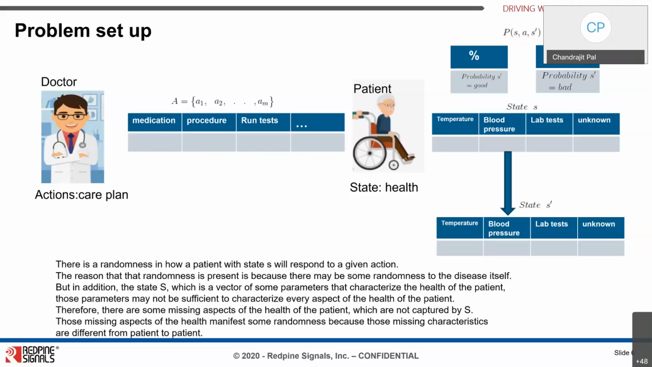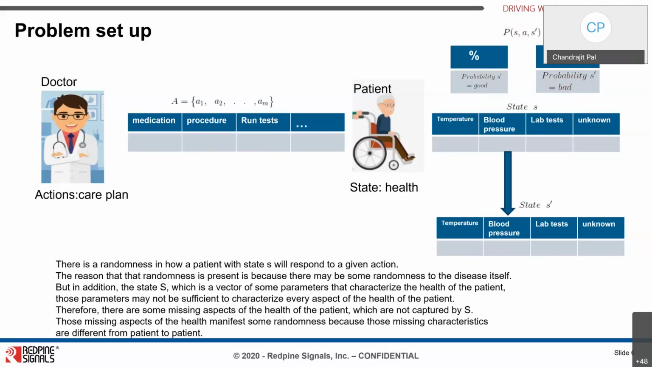Definitely, if the doctor applies a medication to a patient, there will be a state change. There is a health of the patient, which is denoted by the state, and there will be a change in the state of the health. So that change is denoted by a probability: what is the probability that there will be a state change which is good, or a state change which is bad.